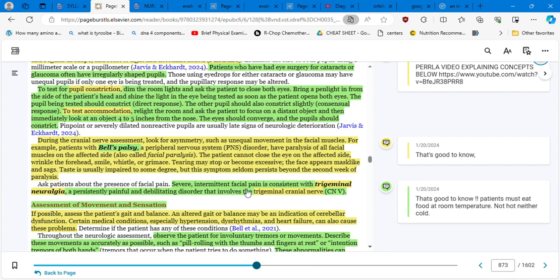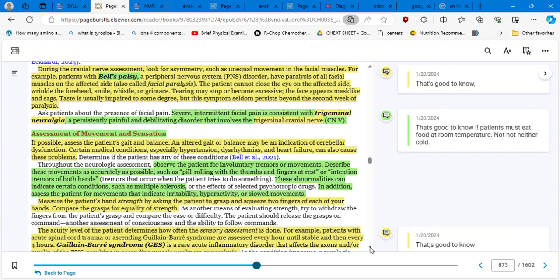Severe intermittent facial pain is consistent with trigeminal neuralgia, a persistent, painful, and debilitating disorder that involves trigeminal cranial nerve 5. And you are going to check it when you study your cranial nerve 5 and the trigeminal neuralgia, all the muscles that are affected in the shape of a W. If we put the fingers next to the end of the eye, on the outside part, it is going to be affecting the eyebrows, the eyes, and probably the muscles below the eye.